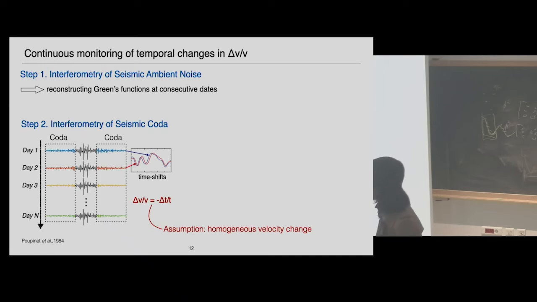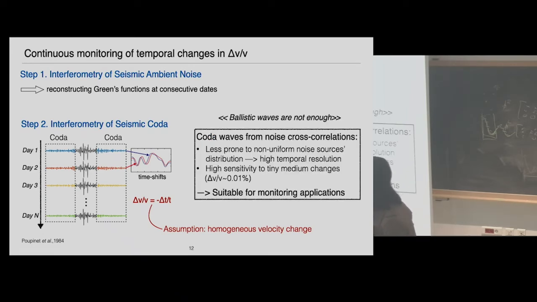Okay, so how do we first measure the temporal changes? Thanks to Pela, who already introduced this, so I don't need to repeat. I just want to highlight that for monitoring applications, we typically use coda. With all due respect to Laurent, Pierre, and Francois, ballistic waves are not enough. We like coda because it's quite stable against the uniform distribution of noise sources. That means we don't need to stack the cross correlations over a long period of time, which gives much better temporal resolution. Also, the long travel path of coda allows us to detect very tiny changes in the medium property.